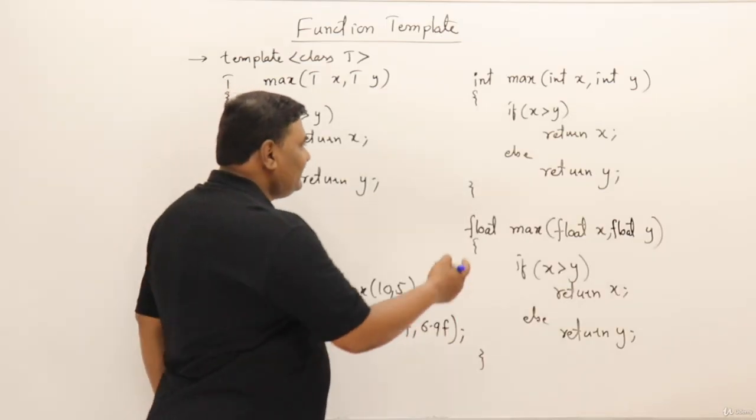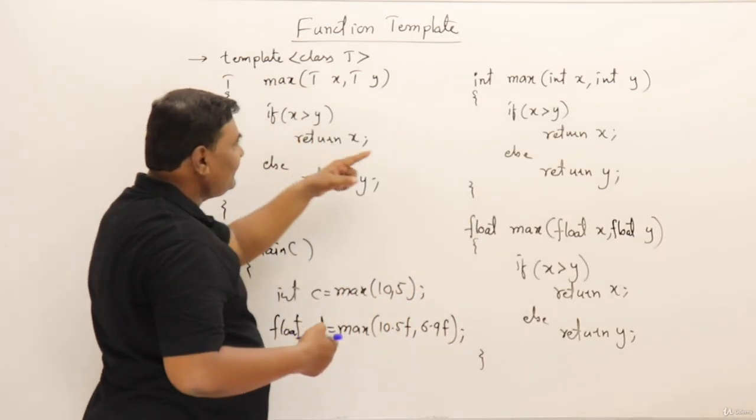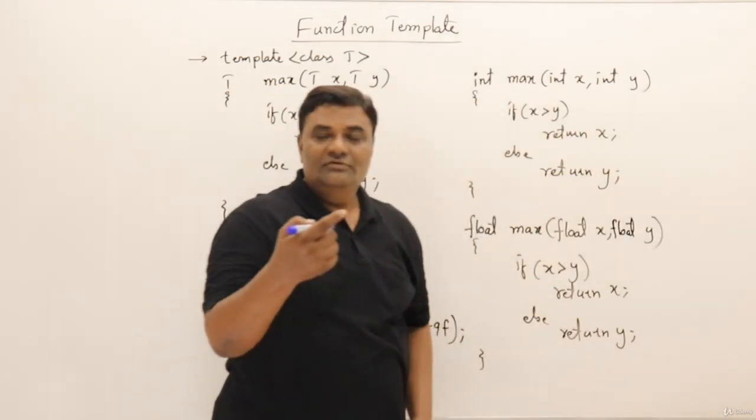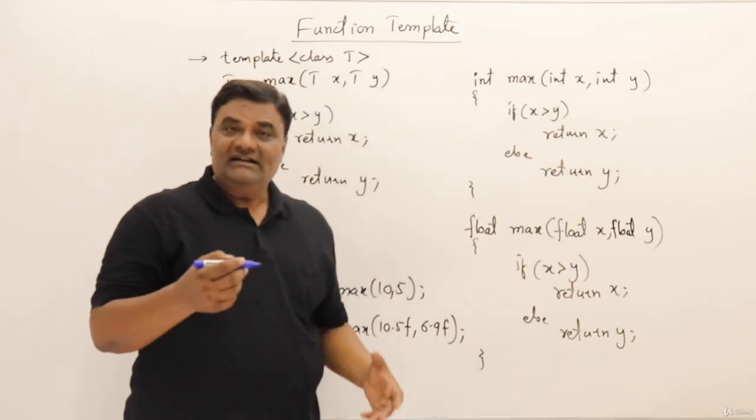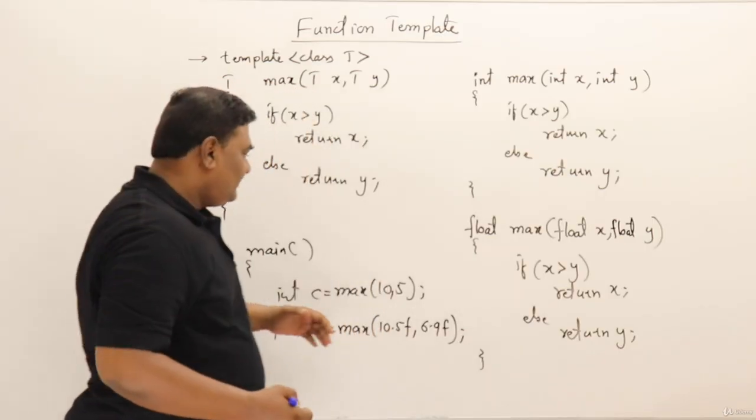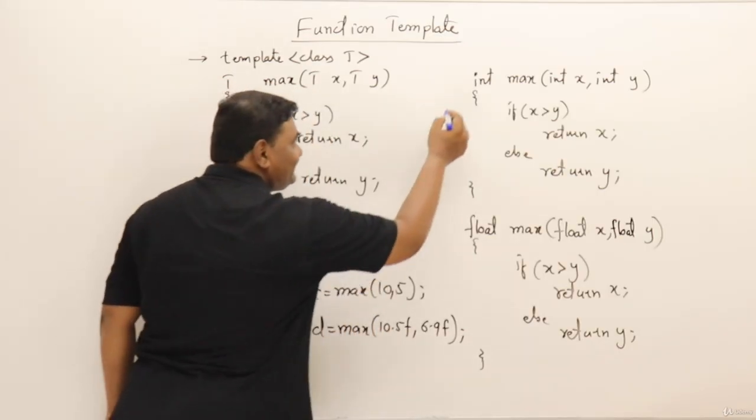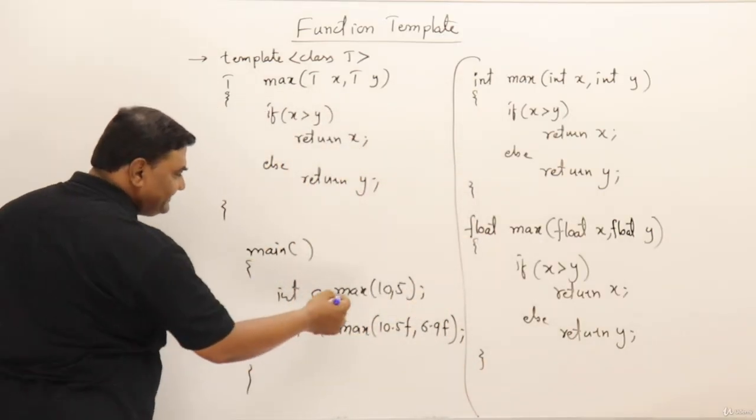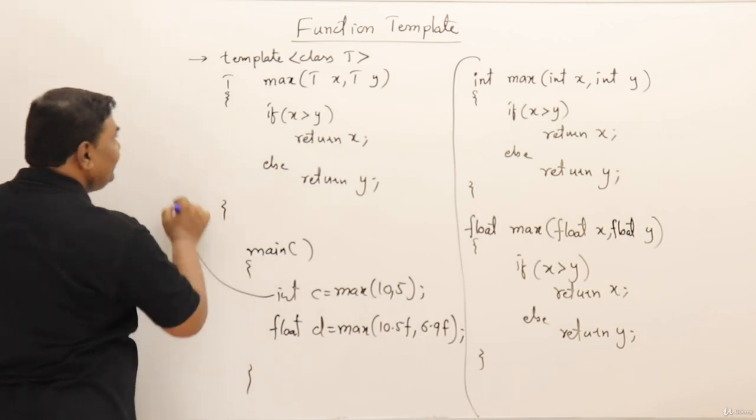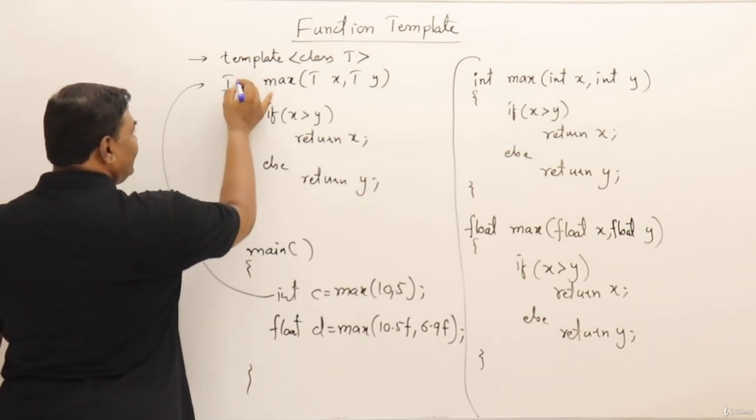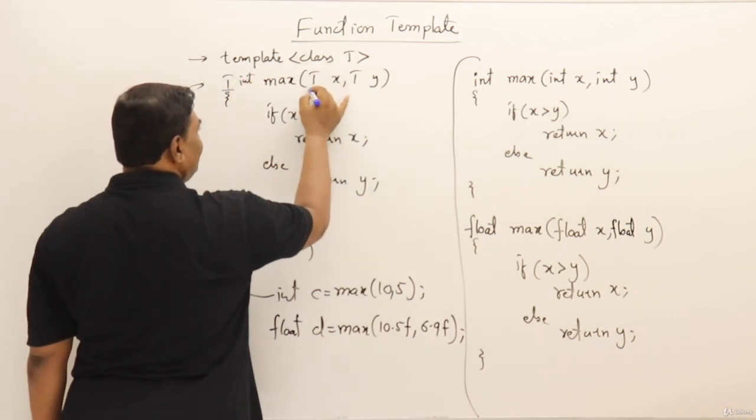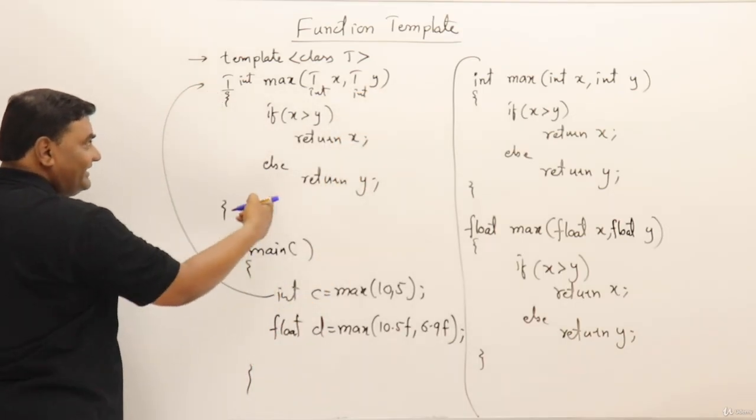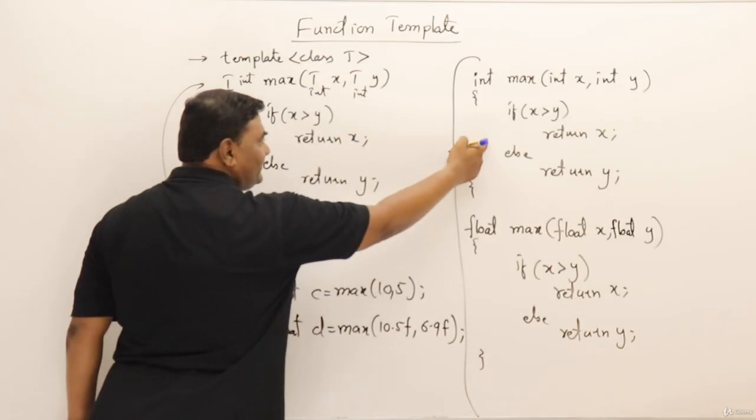So I have written the same logic, but instead of data type, see int, float, int, float, only int and float differences were there. So that I have replaced with a T. Now let us see how it works. Just think that these functions are not there. I have written just one function. Now inside main, when I say max 10, 5, this function will be called, and this T will become integer. And this will work as an integer function. So it will work as the first version.